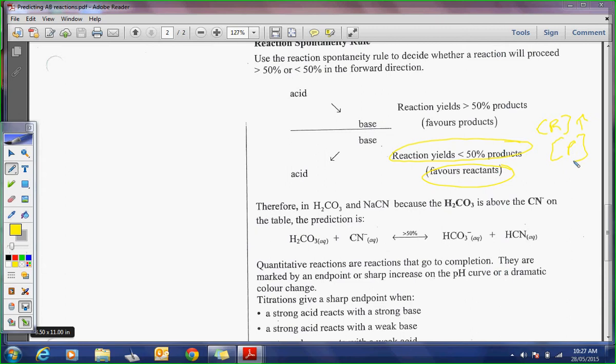Everybody okay with that? Or you could say the K value. If the reactants are bigger than the products, then this must be bigger than this, and so the K value would be big, or small, I mean.